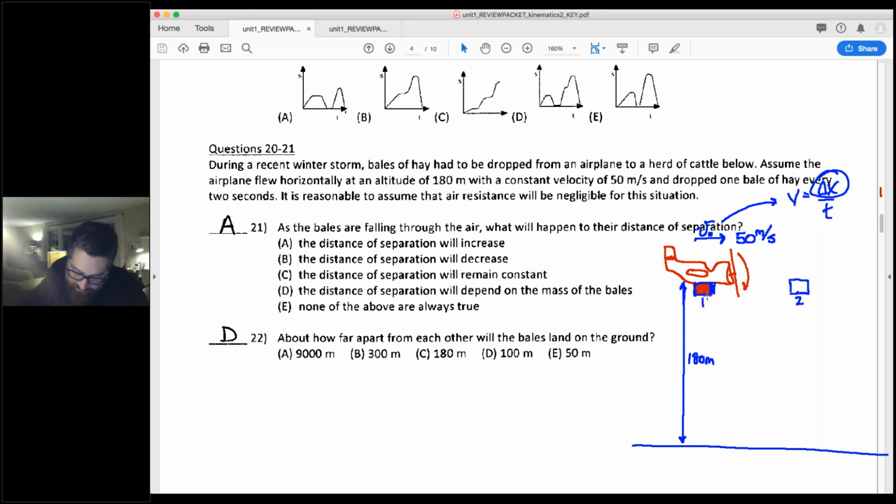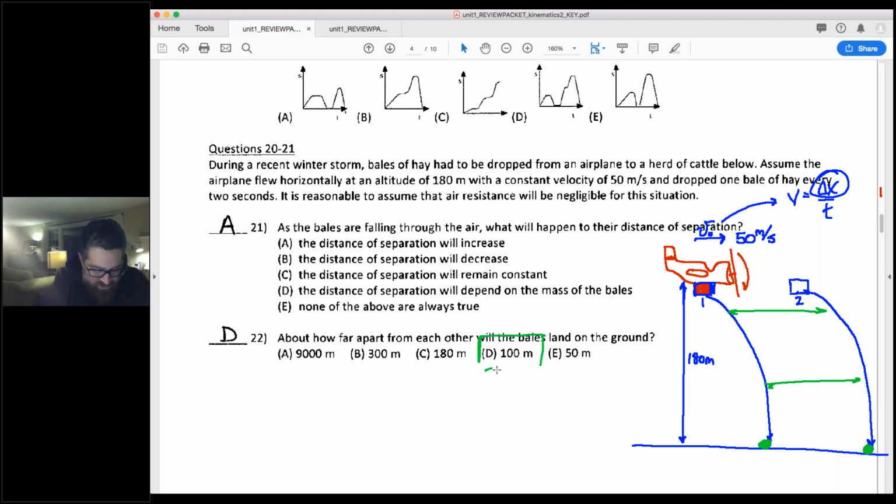So yeah, the hay bales are all being, essentially, horizontally fired, but they're all exactly 100 meters apart from each other the whole time. And so that doesn't change. And they hit the ground here, and they are 100 meters apart. So hopefully that answers your question for number 22. 21 is, nobody asked that, but let's just take a quick look.